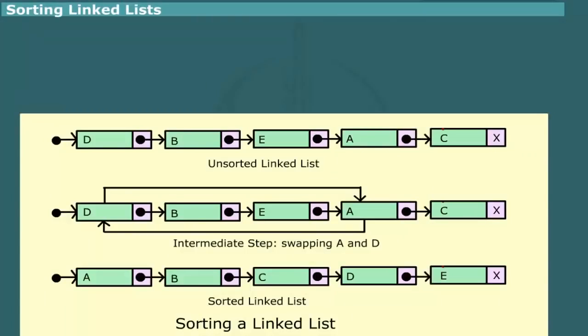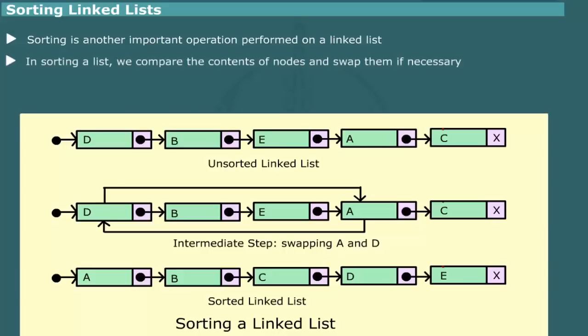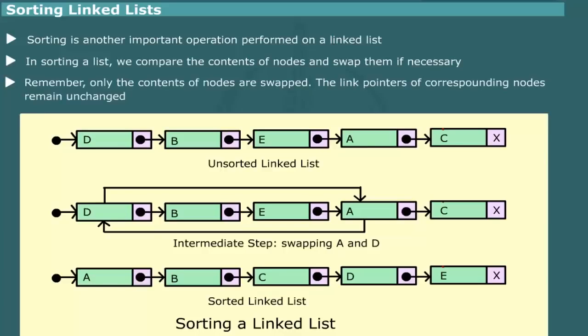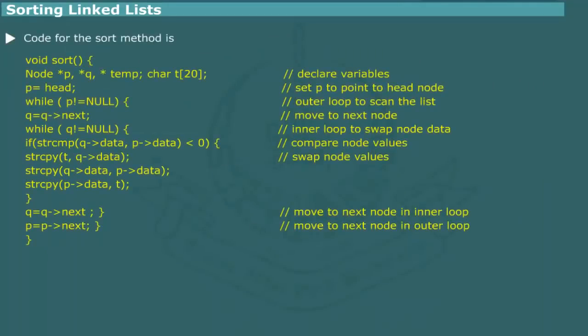Sorting a linked list. Sorting is another important operation which is sometimes required to be performed on a linked list. In order to sort a list, we systematically compare the contents of a pair of nodes and swap them if necessary to bring them in the given order. The important point to bear in mind is that only information fields of the nodes are exchanged. The link pointers of the corresponding nodes remain undisturbed. Figure lists the code for the sort method.